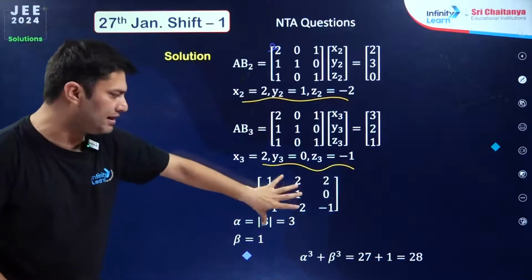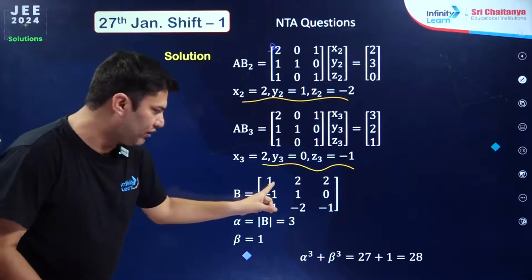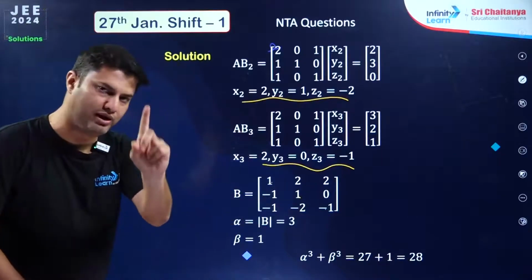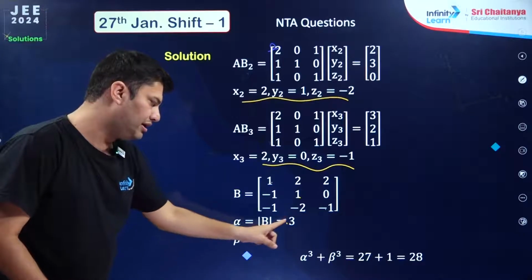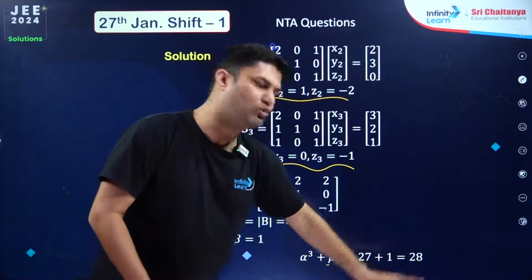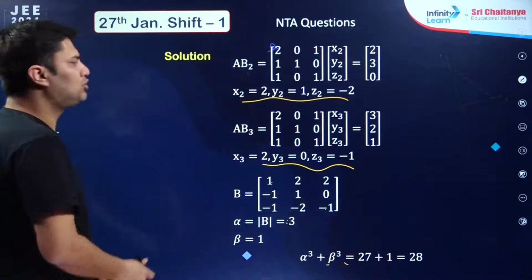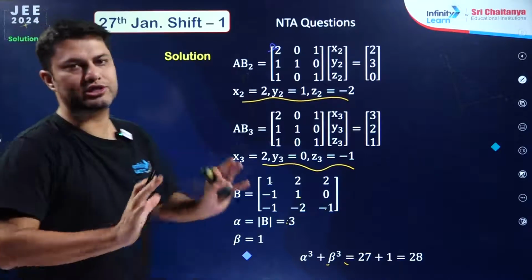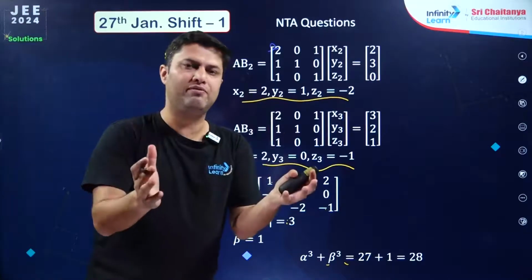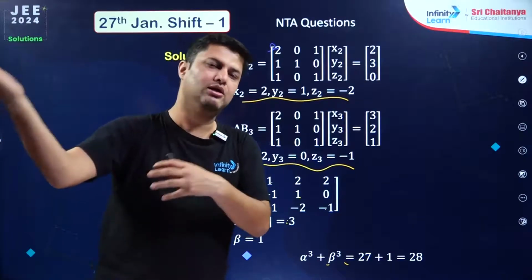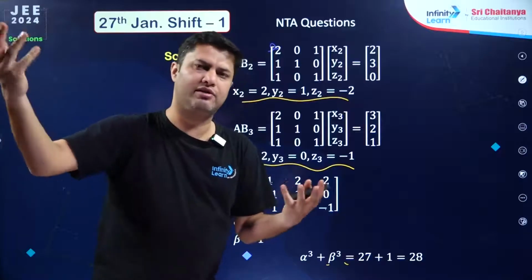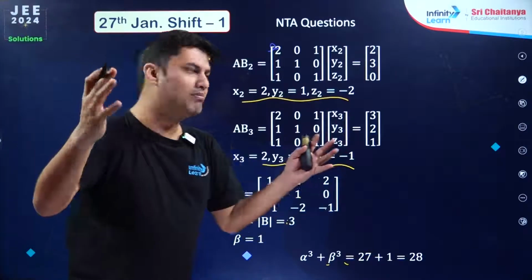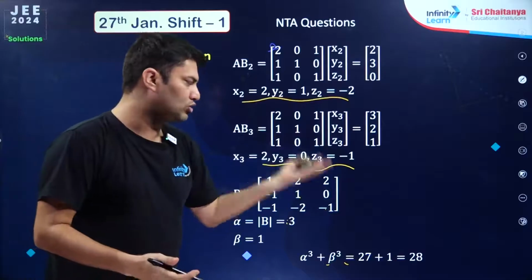So finally, the B matrix is here, and the trace is 1 plus 1 minus 1. The trace is 1, and determinant is 3. So 3 and 1, the cube of these two is 28. Simple. So I think you have got an idea of how to solve this matrix problem by assuming a B1 matrix, B2 matrix, B3 matrix, solving x, y, z, or x1, y1, z1, x2, y2, z2, and creating a B matrix, and after that the question is solved.